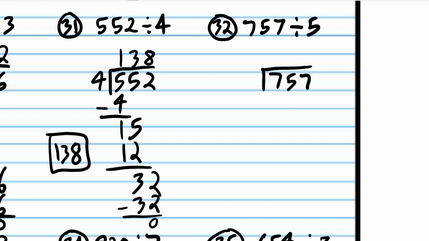757 divided by 5. So I'm going to go a little bit faster now because I don't want you to think that it's going to take that long for each problem. Once you get the hang of this, it's going to go pretty quickly. So how many times does 5 go into 7? It goes one time. 5 times 1 is 5. 7 minus 5 is 2. That's the first cycle. Now the second cycle, you always bring down the next number, whatever it is, which is 5. And then how many times is 5 going into 25?